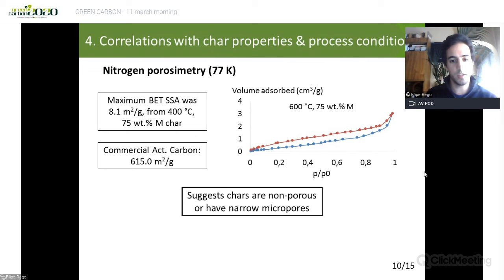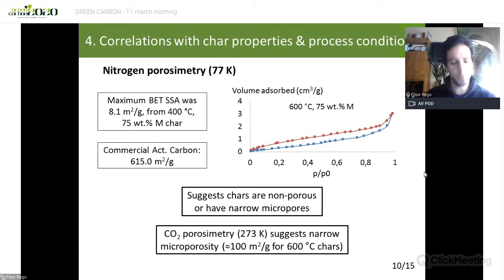So this is suggesting the chars are non-porous or have narrow micropores, which is usually assessed with the CO2 porosimetry, which is recommended. From the tests I was able to do, it's indeed suggesting that there is narrow microporosity. So I saw that the surface area with CO2 would increase with pyrolysis temperature up to 100 square meters per gram. And indeed, there can be some narrow micropores there.